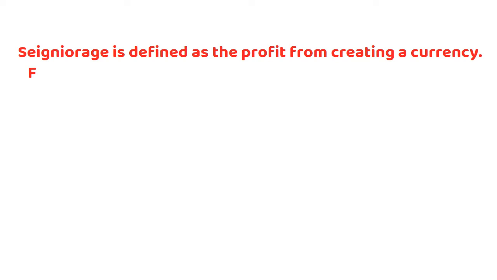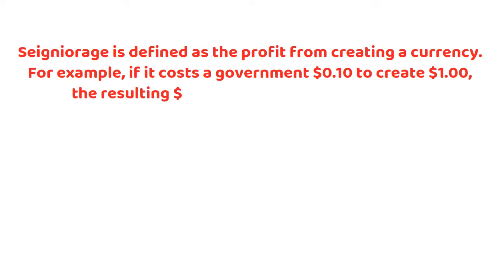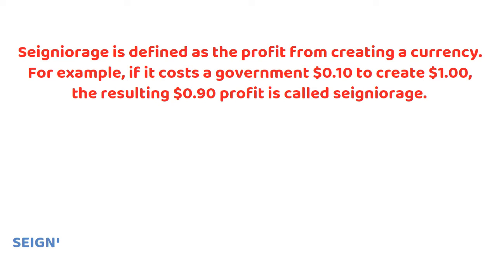Seigniorage is a little more complex. Seigniorage is defined as the profit from creating a currency. For example, if it costs a government $0.10 to create $1, the resulting $0.90 profit is called seigniorage. In Terra's case, whenever the network mints Terra or Luna, the minuscule profit from minting is distributed to validators and the network's treasury, hence the $0.01 arbitrage profit mentioned above.